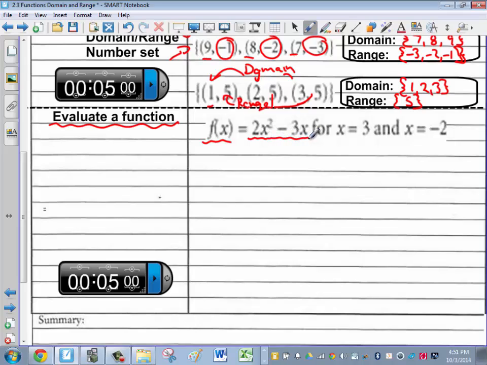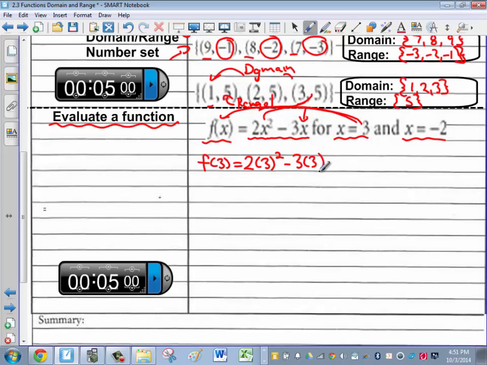And we want to evaluate this function for two things, when x is equal to 3, and then we want to evaluate it for x equals negative 2 and see what we get. So here's how you write that. You say f of 3, because we're going to take this 3 and we're going to plug it in for the x, is equal to, well, once you plug it in for the x, you got to plug it in for this x here and this x here. So we get 2 times 3 squared minus 3 times 3.